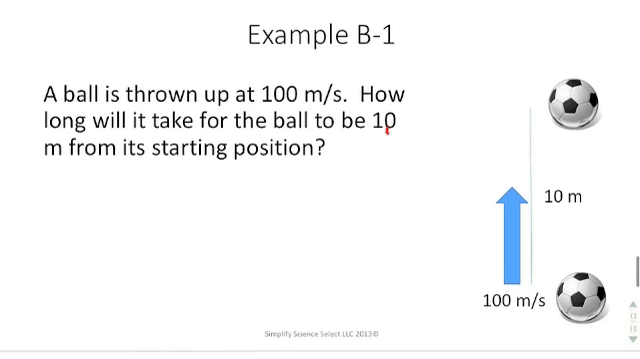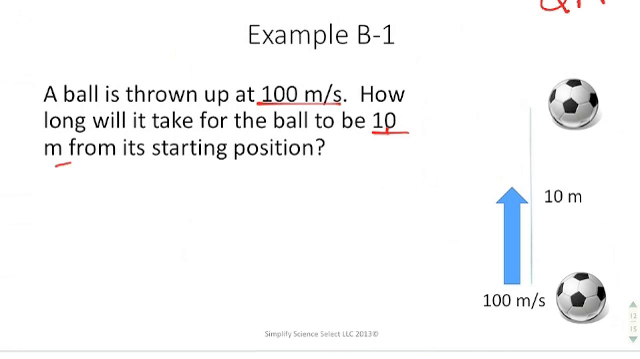This is example B1, and this is a difficult question, so just be aware of that going in. We are going to have to use something called the quadratic formula, and this is considered to be an extension beyond a regular physics class. It says a ball is thrown upwards at 100 meters per second. How long will it take for the ball to be 10 meters from its starting position?